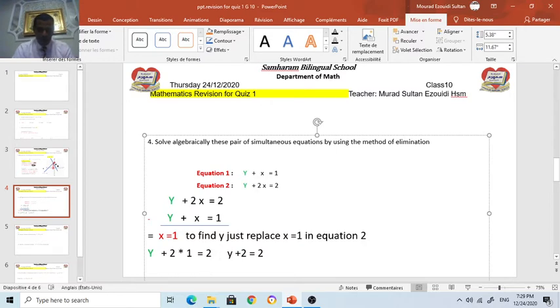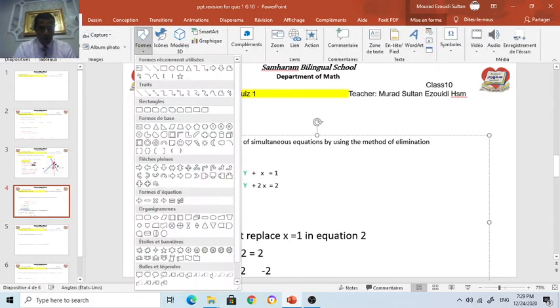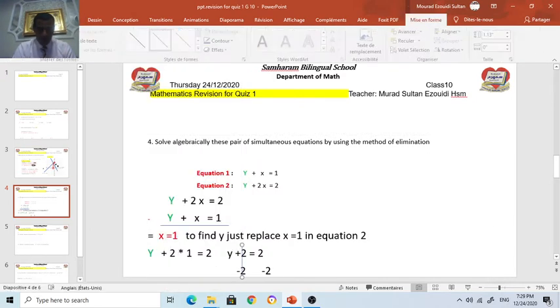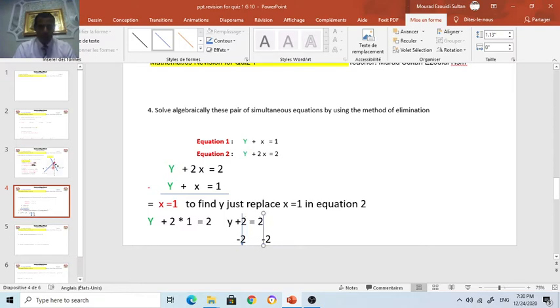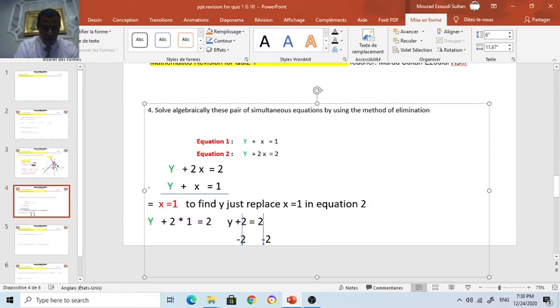Okay, we told that x equal 1, 2 minus x gives 2 minus 1 is 1, so x is 1 already. Then y plus 2x equal 2 means y plus 2 multiplied by 1 equal 2. So here I will subtract minus 2, and here minus 2. Look here, you can see that 2 minus 2 is 0. And here also the same, my learners, 2 minus 2 is 0. So y equal what? As a conclusion, therefore y is equal to 0.